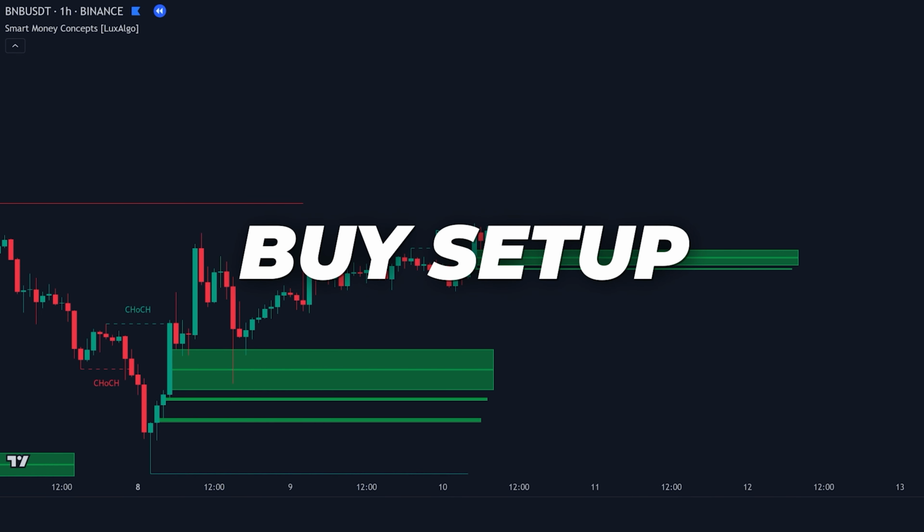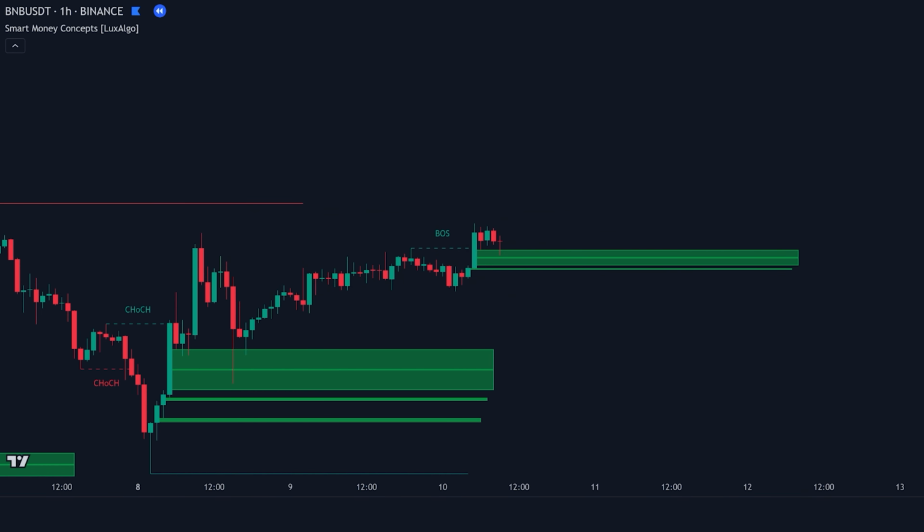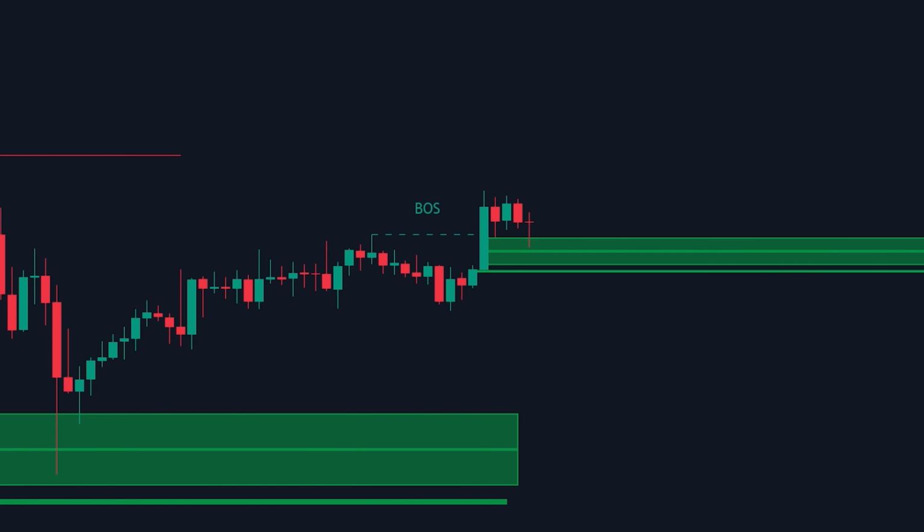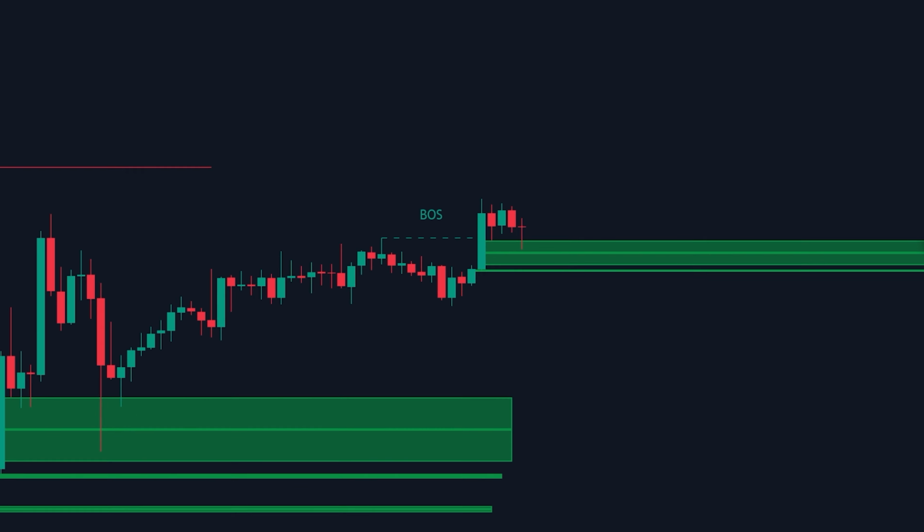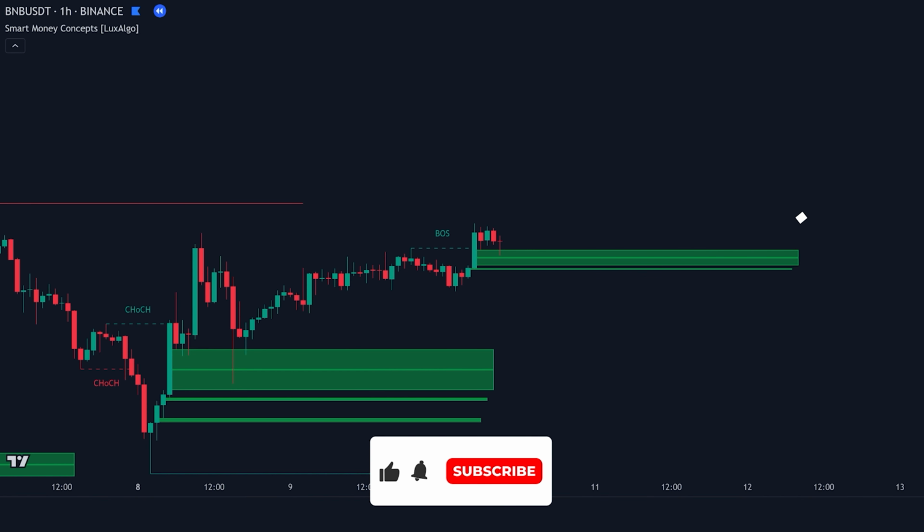Still on the Bitcoin chart, let's find another buy trade setup. First, identify a bullish change of character. Wait for the market to form a bullish break of structure. Confirm the buy signal. Look for a green dotted line and text indicating a bullish market structure. We can see that there is a large fair value gap. Wait for the price to trade below the midpoint of the fair value gap.